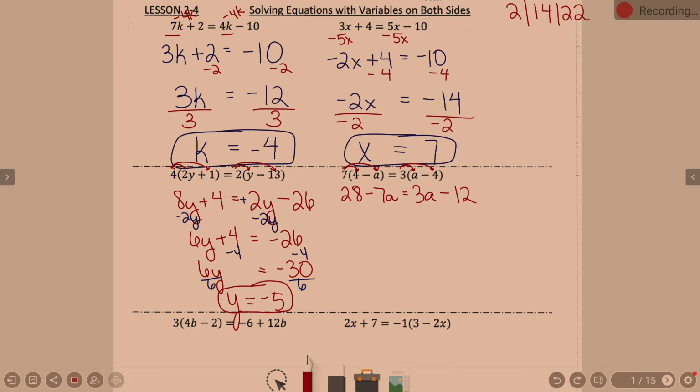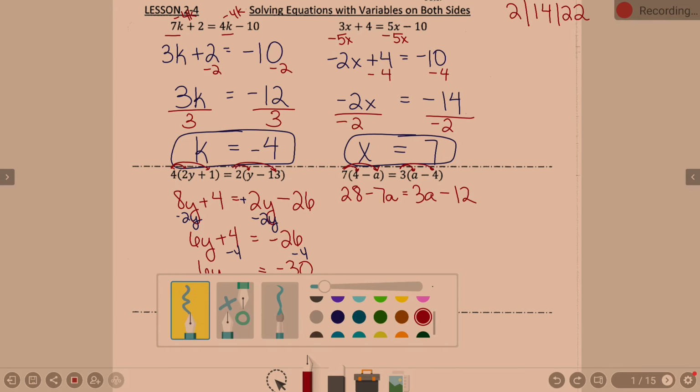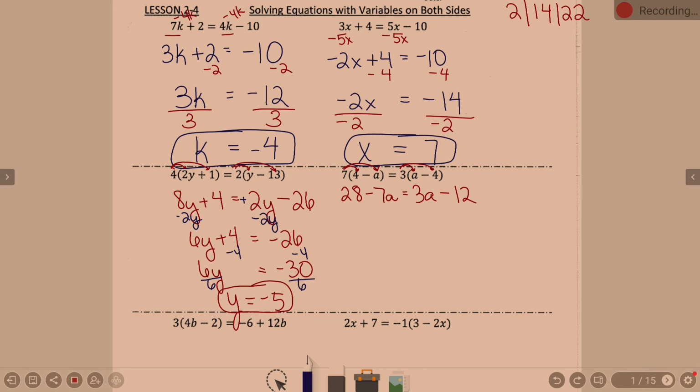Thoughts on what is our next step? What do we want to get together? The A's, yes. I have an A on the left, and I have an A on the right. So currently, I have negative 7A here, and I have a positive 3A. I subtracted the 3. Okay? But if this is a positive 3A and we want to move it to the left, we want to subtract 3A. And that means we're also subtracting 3A from the minus 7A.